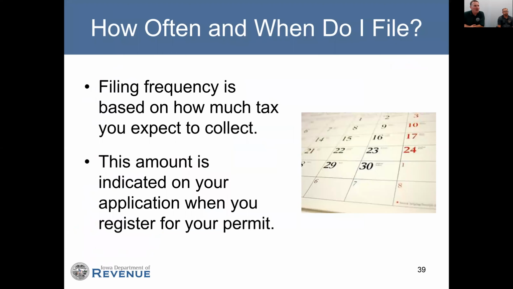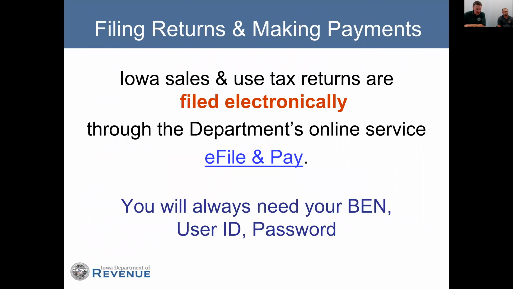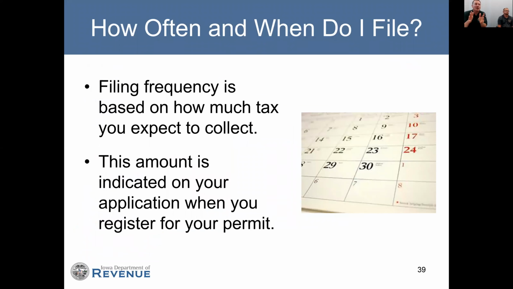All righty, how often and when do I file? Your filing frequency depends on how much money you expect to collect. This was on the application when you applied for an Iowa tax permit. The dollar figures, I'm going to back up here just a second. You're either going to fall into the annual status, which is not a whole lot of money collected in the course of a year, $120 in the course of a year. We've also got quarterly status, which means you are collecting less than $500 a month. We've got monthly status, which means you're collecting more than $500 a month.